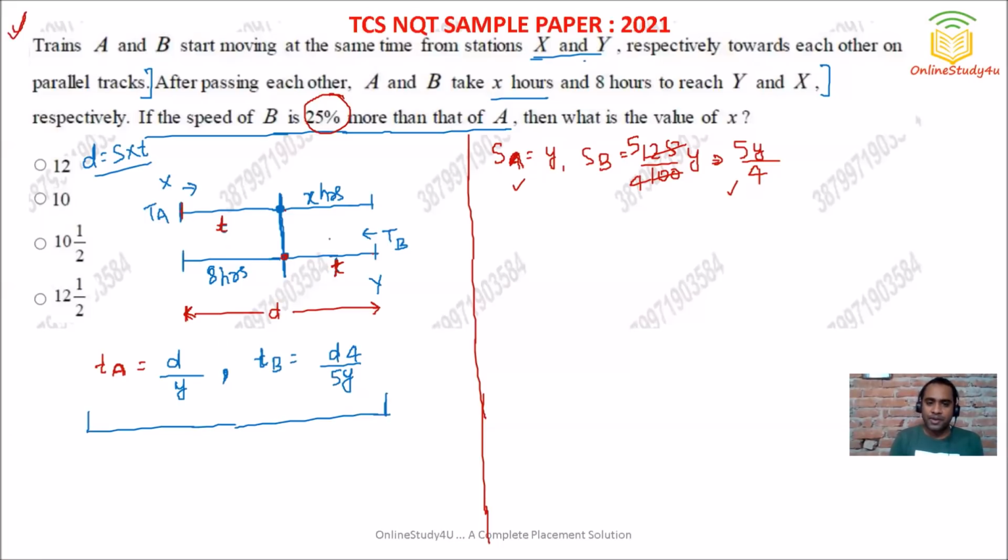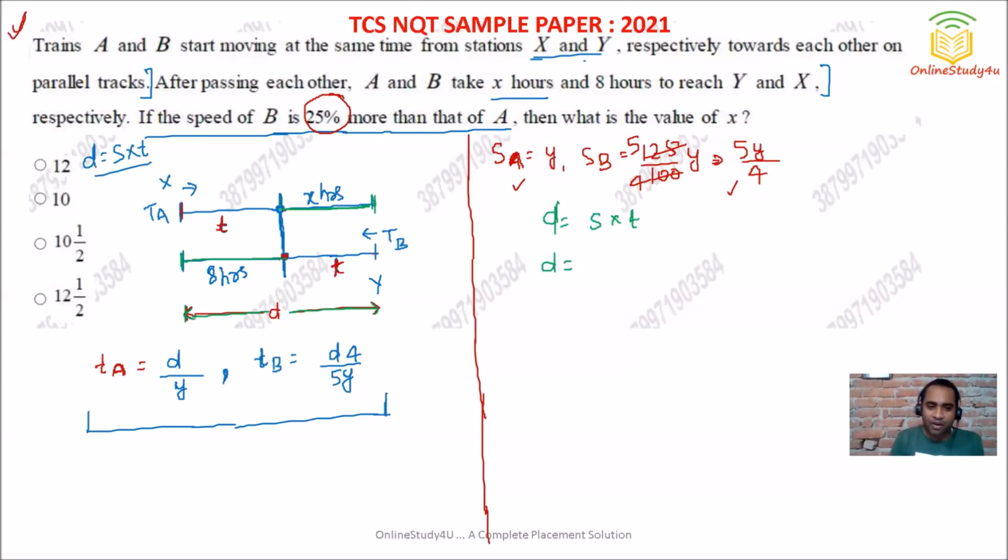Okay, now friends, can you see here? The distance which A will cover in x hours and the distance which B will cover in 8 hours is nothing but the total distance, if you agree. So I can write here distance will be equal to speed into time. So the total distance is d.